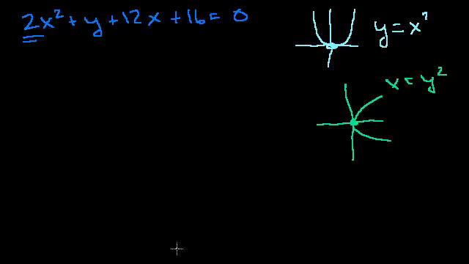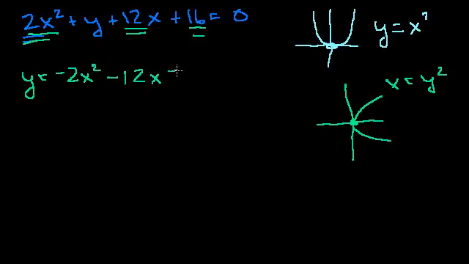So we know that this is a parabola because we have a y and we have an x squared. They're of different degrees. There's no second degree term of the y. And just to put this in a form that's familiar to you, let's subtract everything but the y from the left-hand side. So you get y is equal to minus 2x squared minus 12x minus 16. And this is the traditional form that you're familiar with.